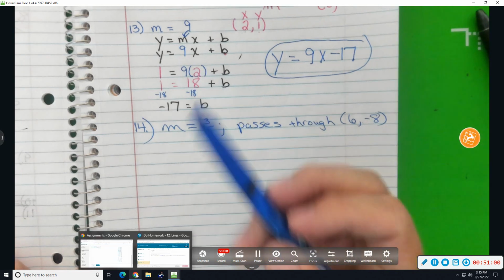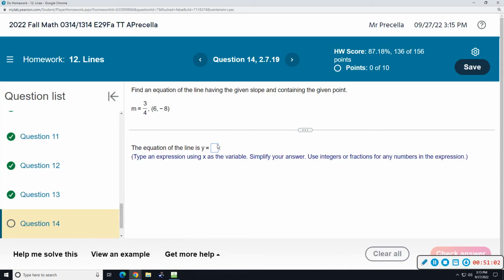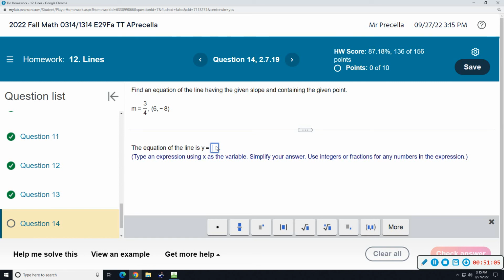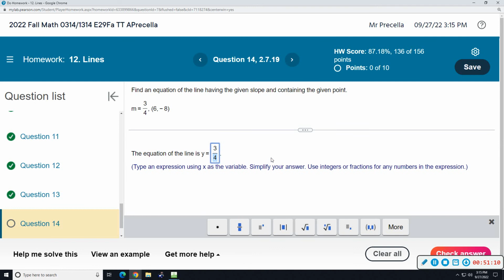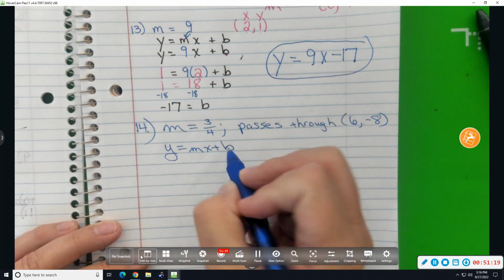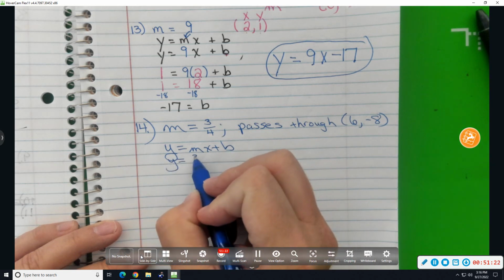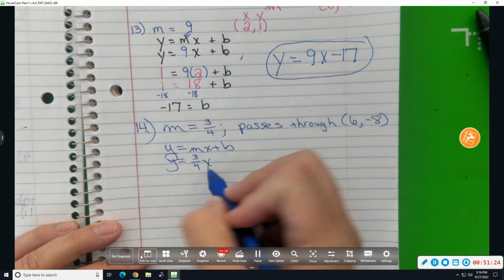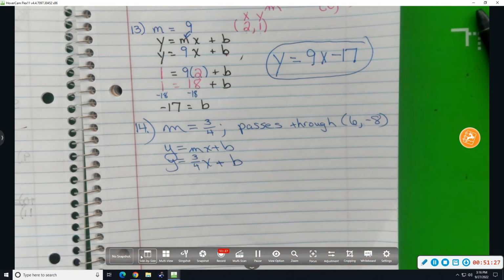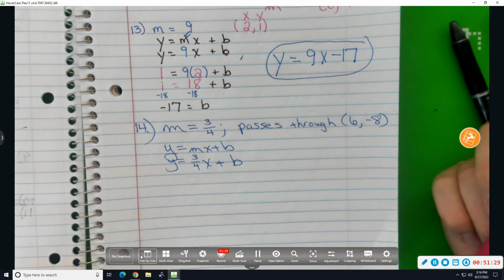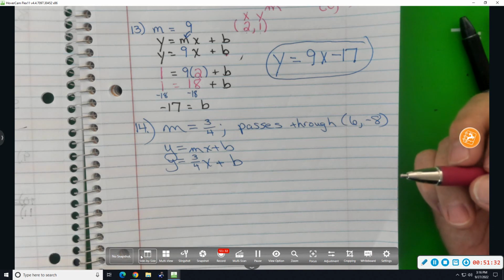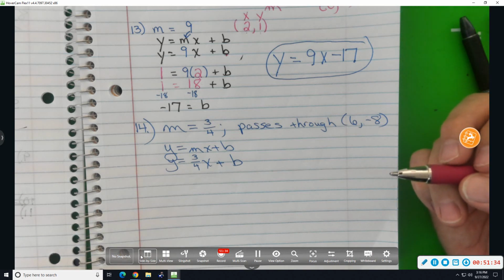I'm going to show this for demonstration purposes. We know how to get started. Right now we can write mx, 3 over 4 x. But we need that b, the other number. So how are we going to find that b? We put in negative 8 for the y. So negative 8 equals 3 over 4 times 6 plus b.